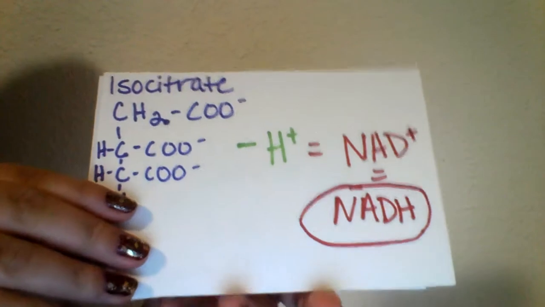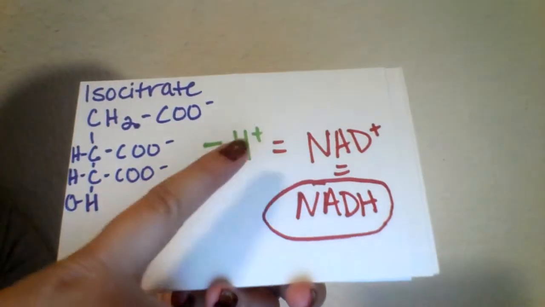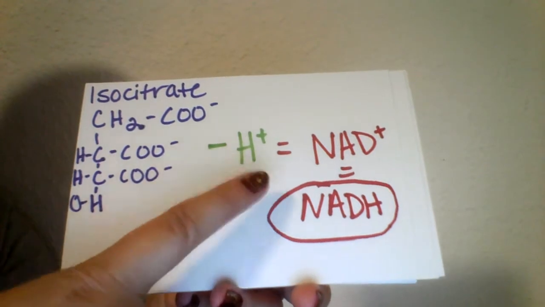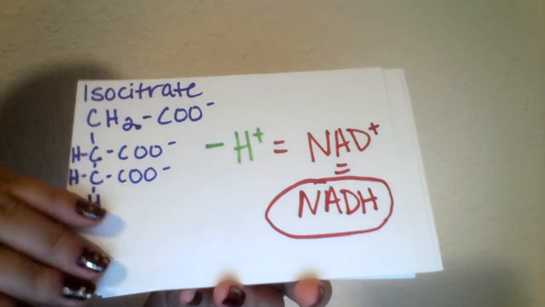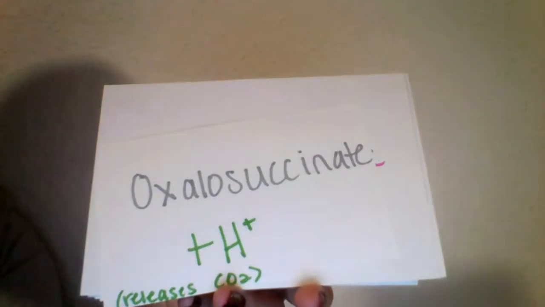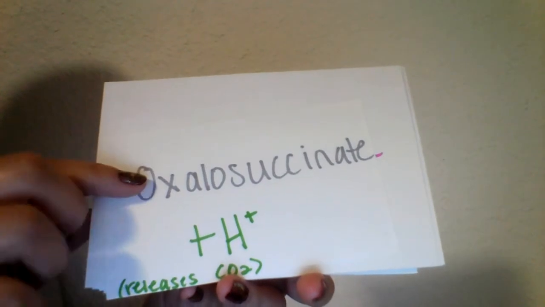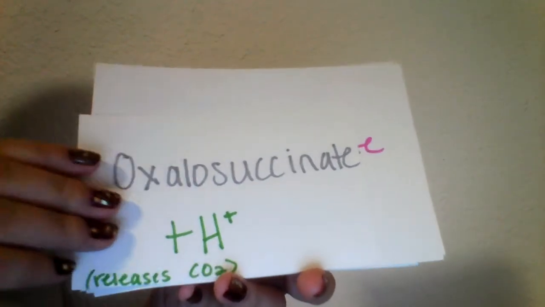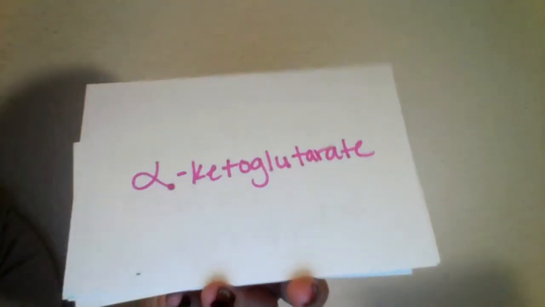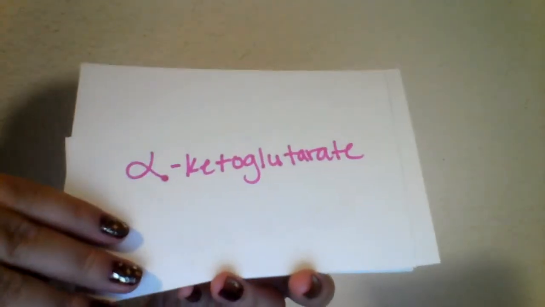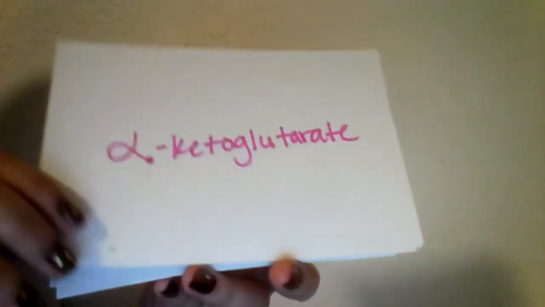That isocitrate then loses a hydrogen ion as well as the NAD, which loses a hydrogen ion to be transformed into NADH. This process releases carbon dioxide and oxalosuccinate. This also loses a hydrogen ion. Because of that, it releases alpha-ketoglutarate, which is important in the next step.